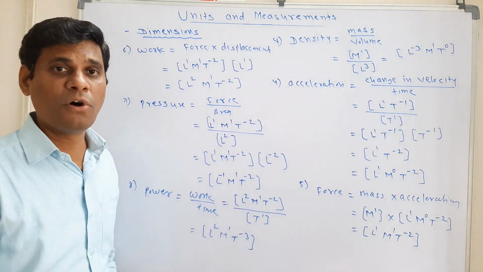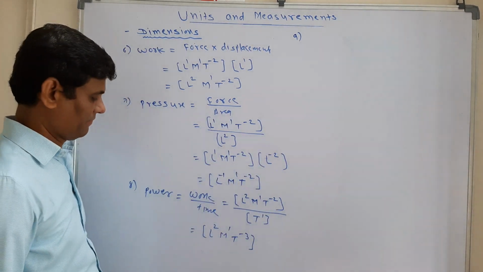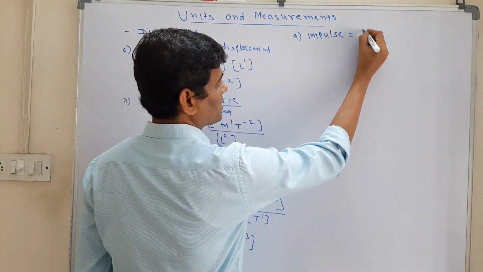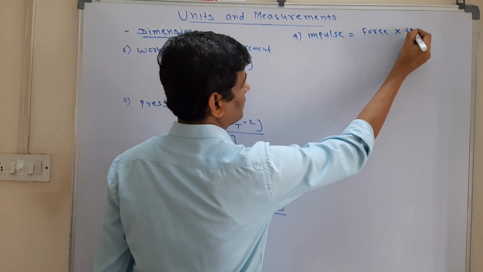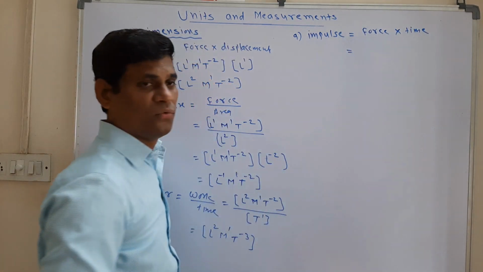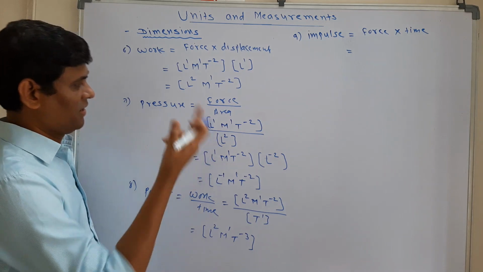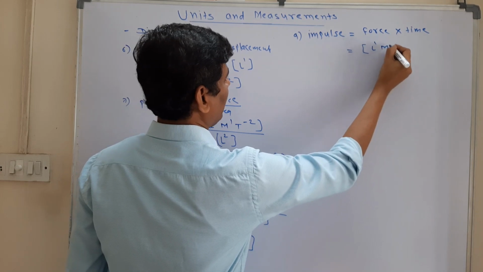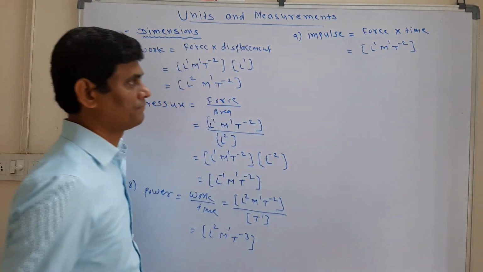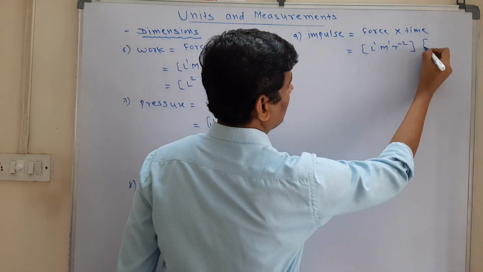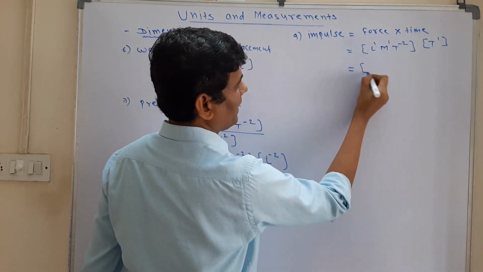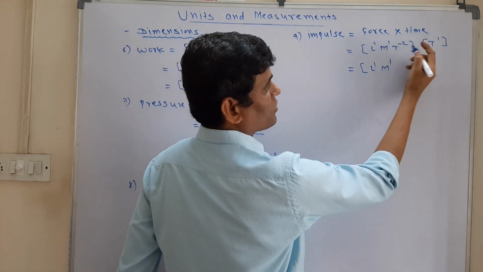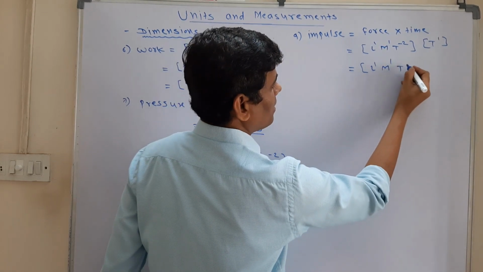Fine. We'll see a few more. Ninth one. Impulse. Impulse is force into time. Force dimension. Where did we do the dimension of force? We did it on the back side. Remember, the dimension of force is L1 M1 T minus 2. Dimension of time is T1. We'll write in one bracket L1 M1 T raised to minus 2 and this is T raised to 1. So minus 2 plus 1, we'll get T raised to minus 1.